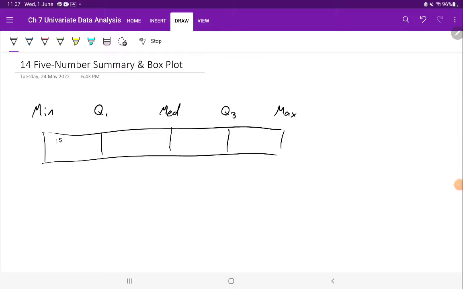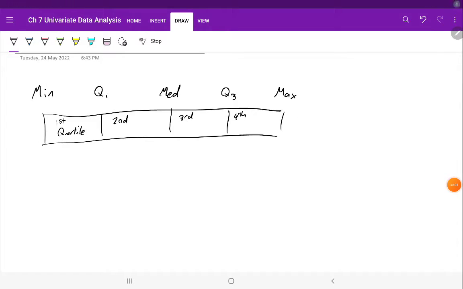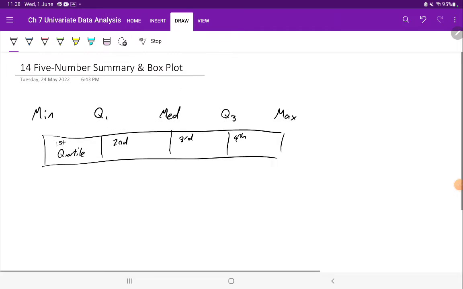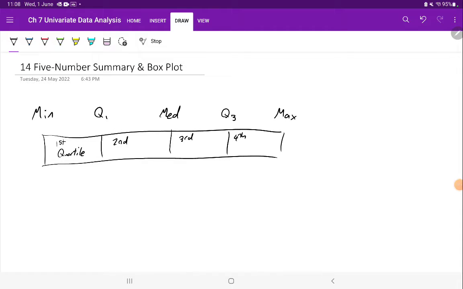The first quartile, second, third, and fourth. Q1 and Q3 are just the markers that split the first quartile from the second and the third quartile from the fourth. So they're kind of like our borders. Same as the median is the splitter from the first half and the second. So what we're going to look at is calculating the 5-number summary and then representing this as a box plot.